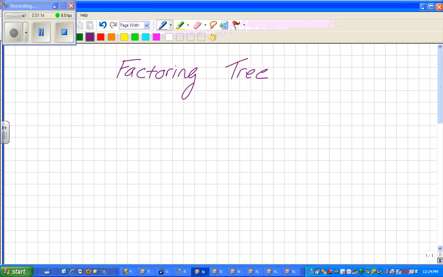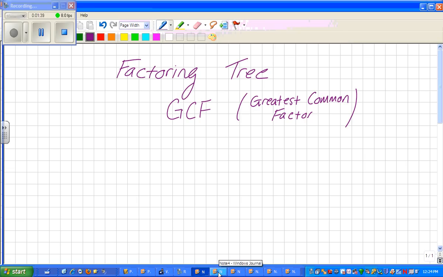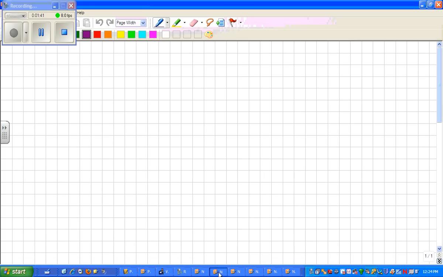Anytime you factor, you are going to start with a GCF. What does that stand for? It stands for greatest common factor. Now, we've actually done this a lot already, but let's do a couple examples just to make sure that we understand it. Okay, so over here we've got the GCF problems.